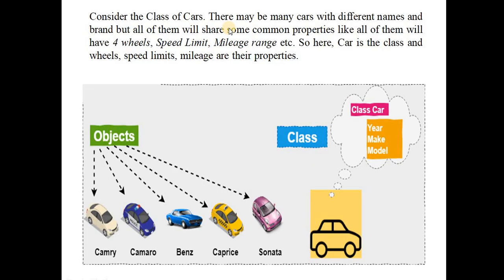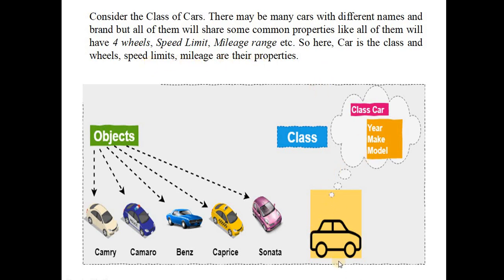We will see another example, the example of a car. Here, car is a class, and there may be many cars with different names and brands, but all of them will share some common properties, like all of them will have 4 wheels, speed limit, mileage range, etc. So here car is a class, and wheels, speed limit and mileage are its properties.